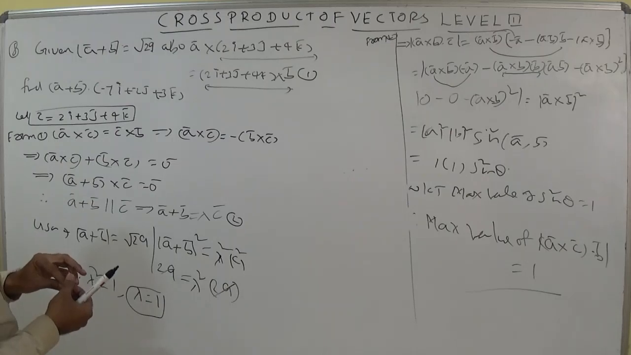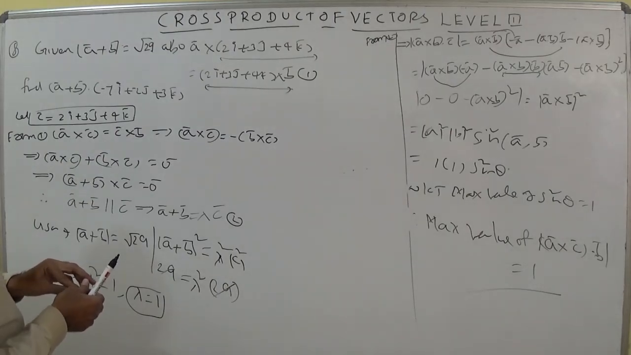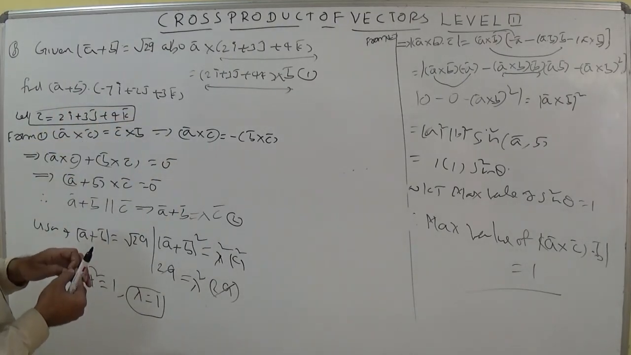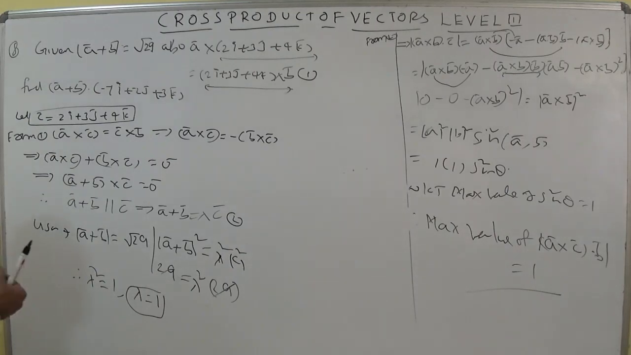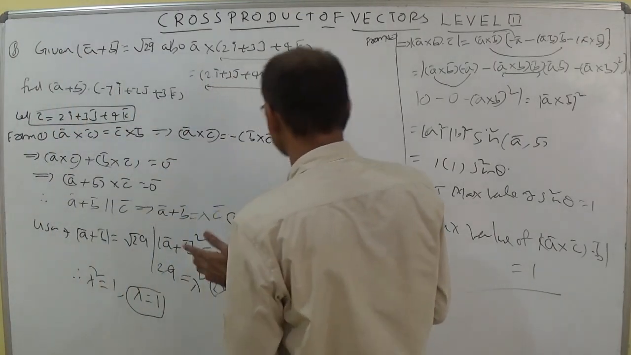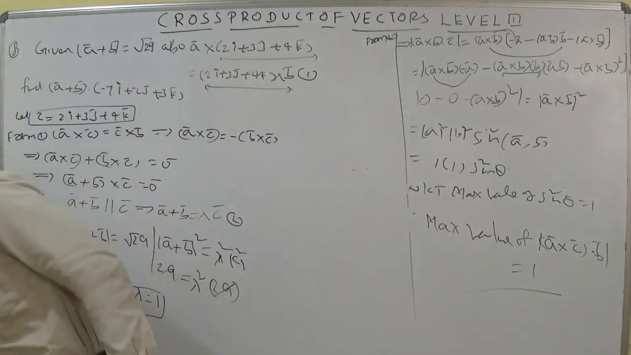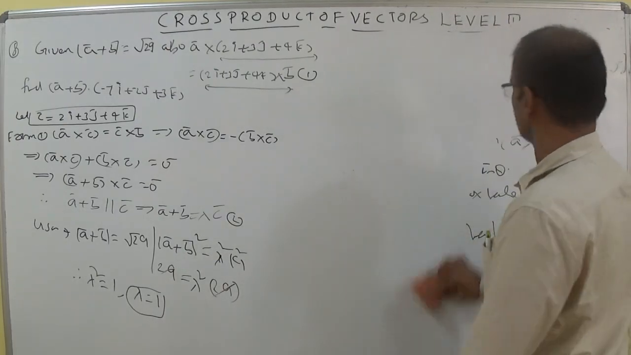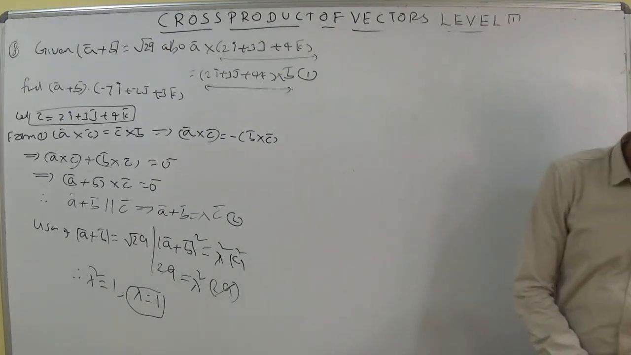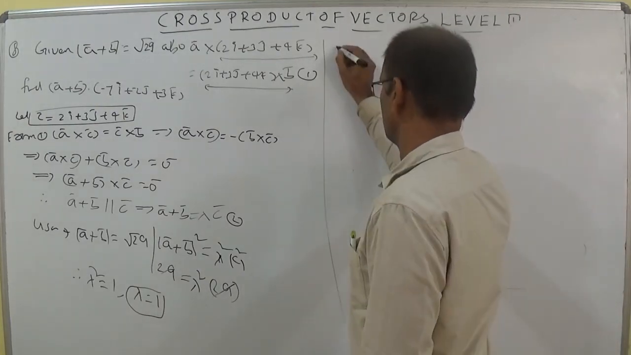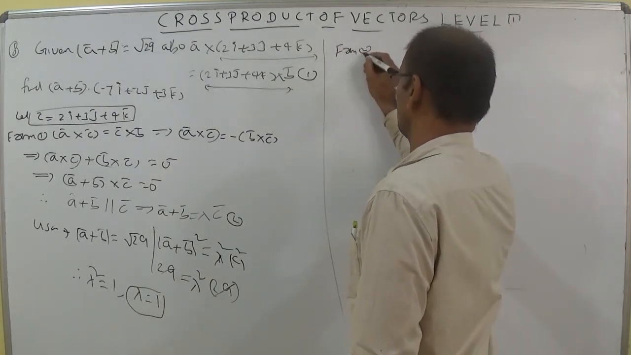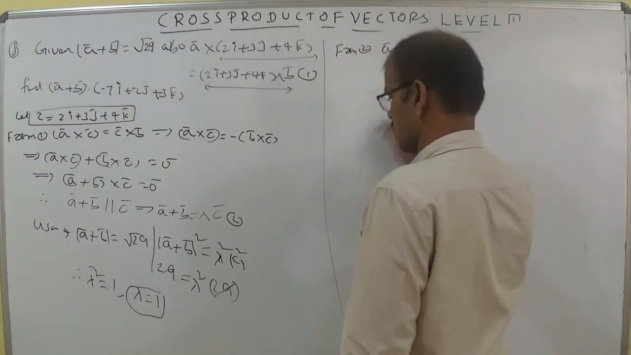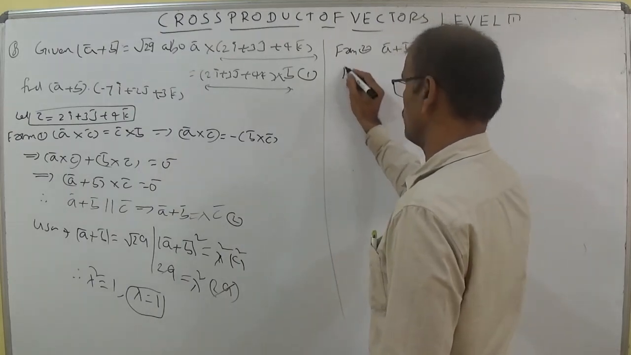So what should we calculate now? What is the value of lambda A cross C? Now A plus B dot minus 7i plus 2j plus 3k. Now lambda is equal to 1, so A plus B simply becomes C. From 2 we can say that A bar plus B bar is equal to C bar, because lambda is equal to 1.